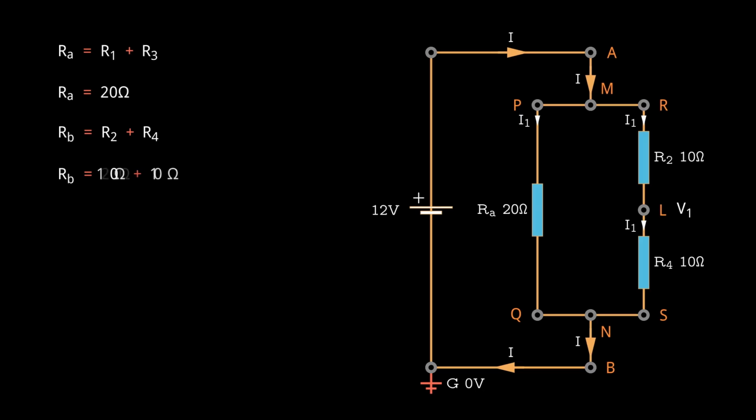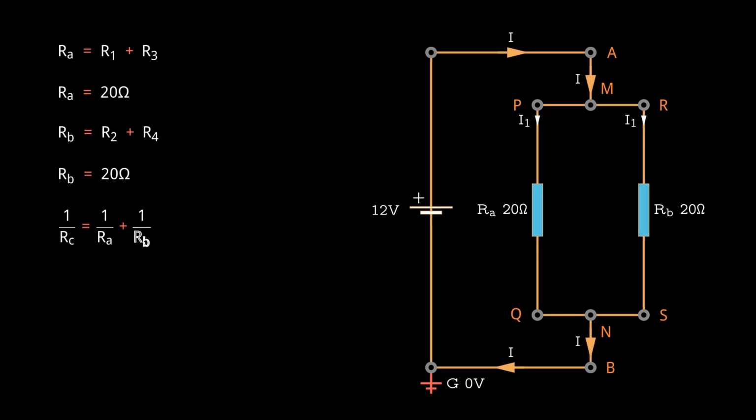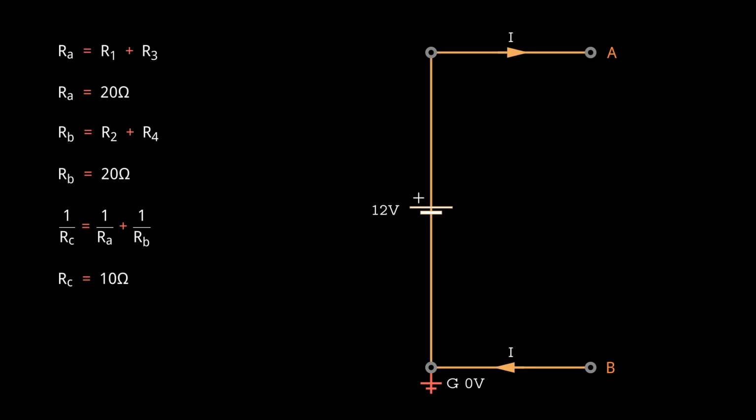Once the series resistors are replaced with their combined resistance, we then focus on the resistors in parallel. By applying the general formula for resistors in parallel, we can compute their combined resistance. After completing these steps, the circuit is simplified further, reducing it to a single equivalent resistor of 10 ohms.